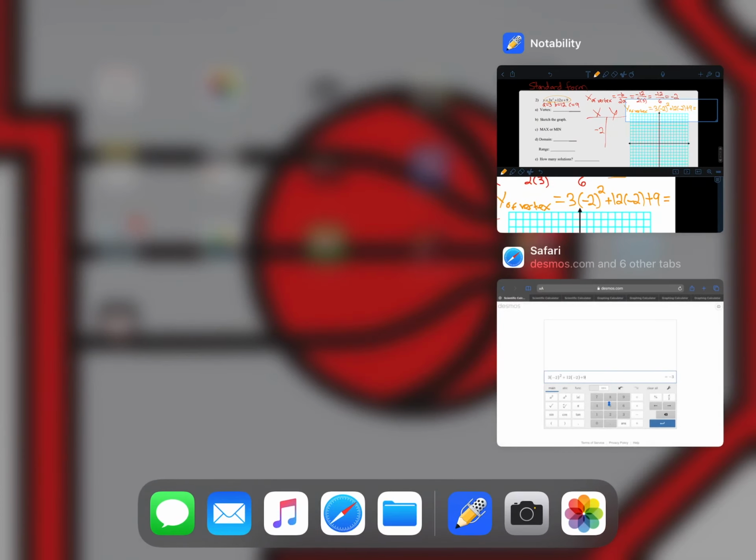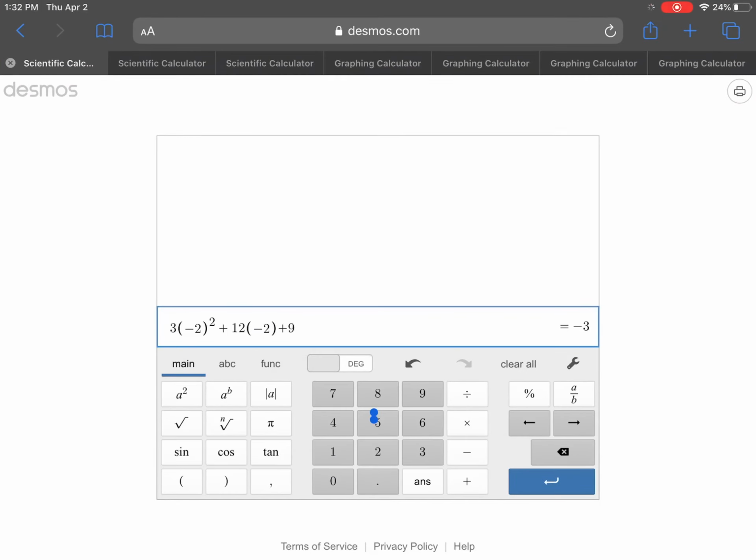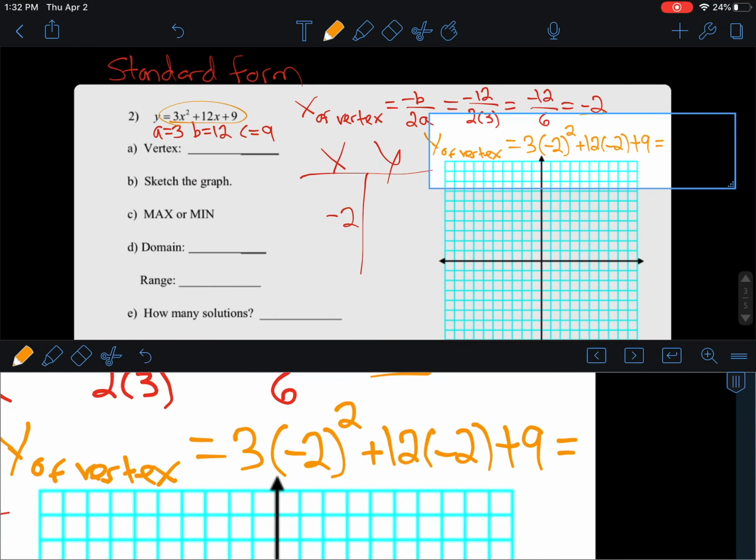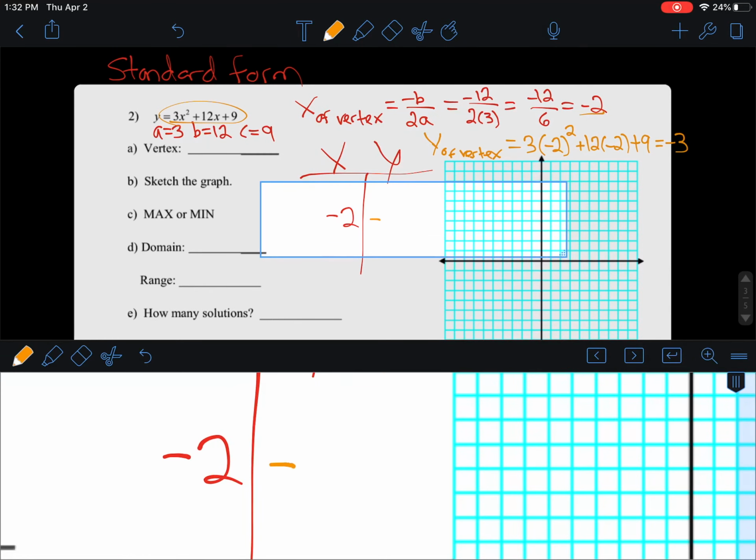Again, you go to Desmos if you need help on that. I already have it plugged in. So if you look there, it's plugged in. I get an answer of negative 3. So I'm going to come over here. I get an answer of negative 3. So my vertex is going to be negative 2, negative 3.